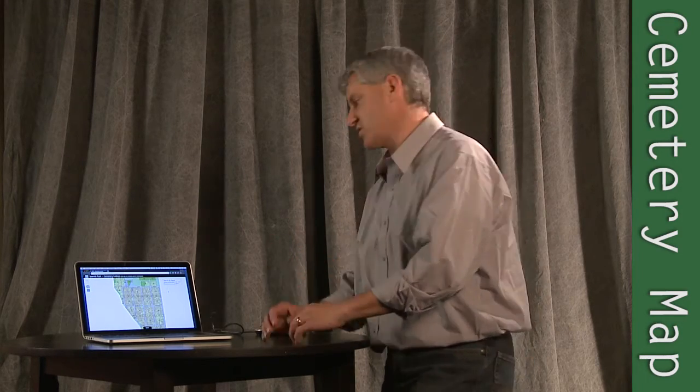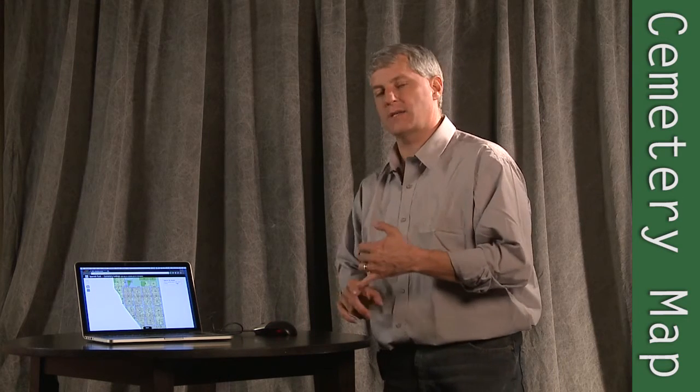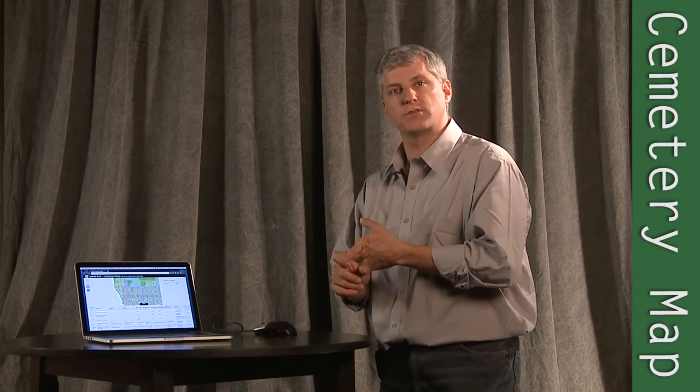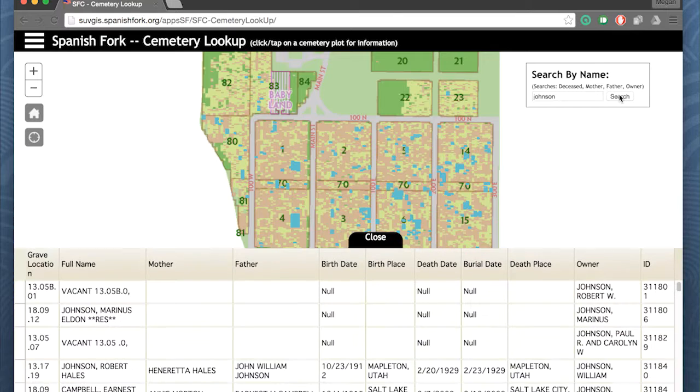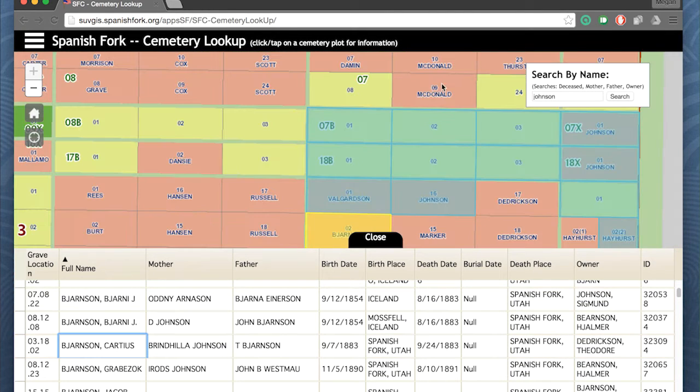So if the name is Johnson, for instance, you come over here and type in the word Johnson and hit search, and it is actually doing a search by anybody that has a deceased name Johnson, anybody, if the mother is Johnson, the father is Johnson, or the owner is Johnson. And you can sort these by clicking on the top header, and it will sort them in alphabetical order. In this case, I'm searching by full name, which is the deceased. Once I do that, I can then scroll through the list, find the one I want, and click on it, and it will zoom in on that particular plot.